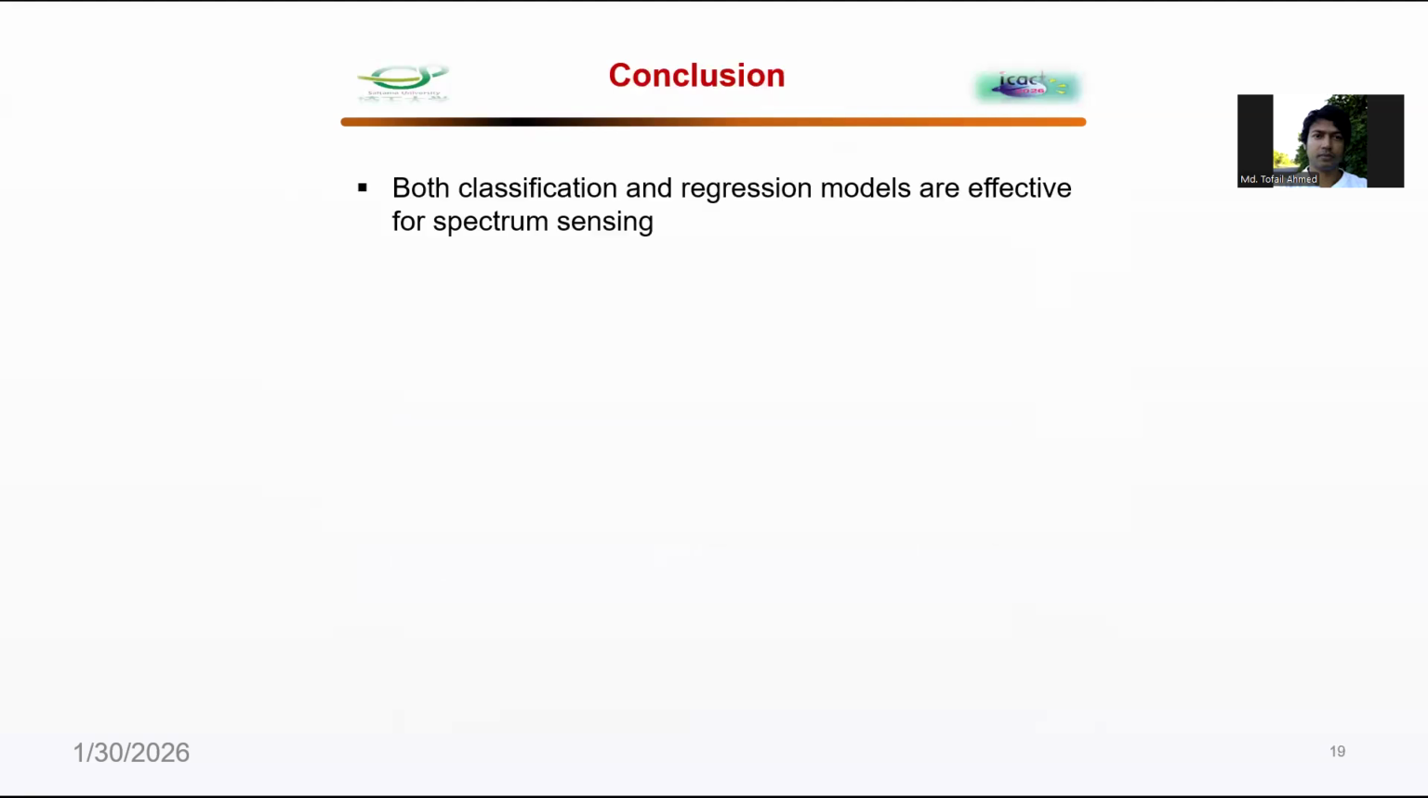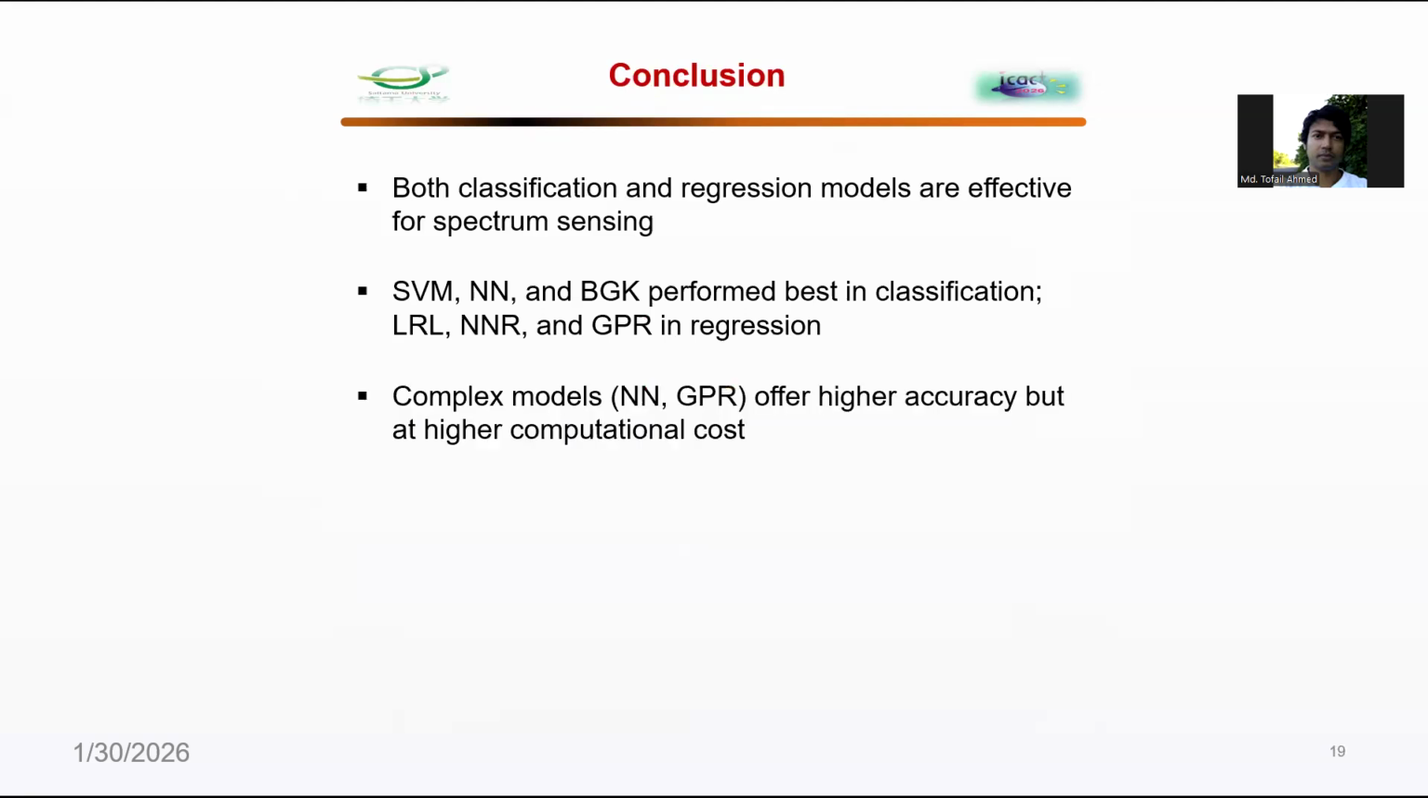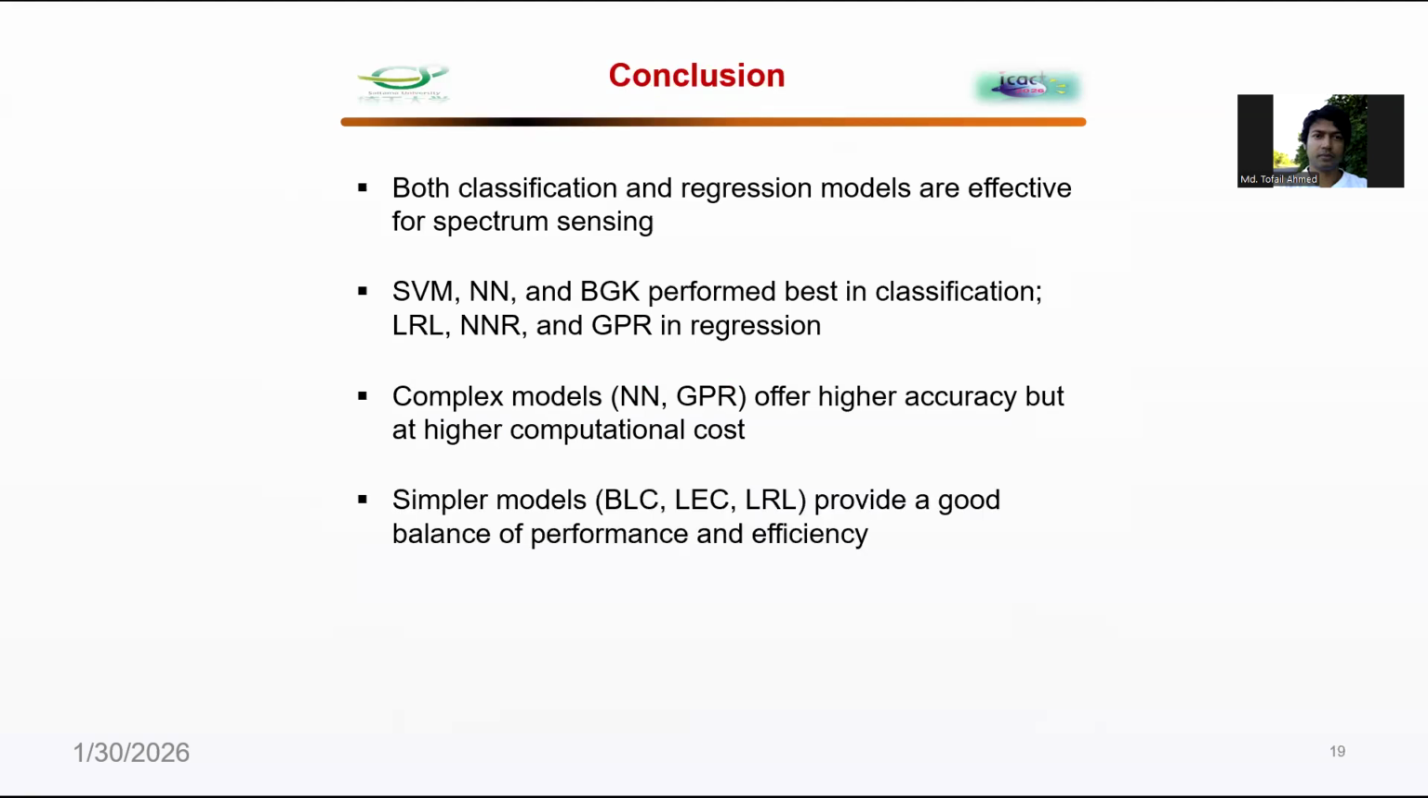In conclusion, our comprehensive analysis shows that both classification and regression models are highly effective for spectrum sensing. For top accuracy, consider SVM, neural networks, and the BGK classifier. If you need a balance of performance and efficiency, simpler linear models are a strong choice. The best model ultimately depends on your specific system requirements, such as whether you prioritize absolute detection accuracy or computational resources.